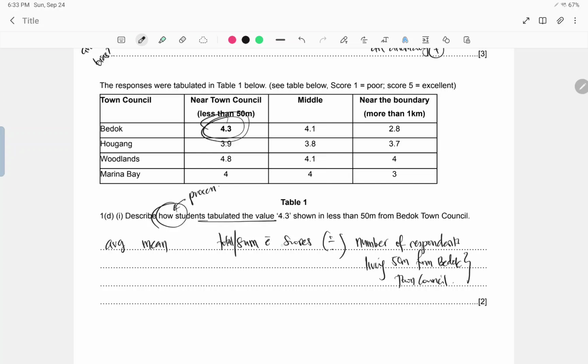This is how you get 2 marks. 1 mark is for you to say you calculate the total. Second one is you divide. But you must specify divide by this. If otherwise you only get 1 mark. Okay? And if you just identify instead of describe, it's not like you didn't get anything. You knew that 4.3 is an average, so you still got a mark.